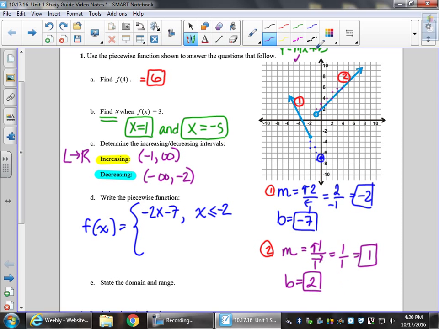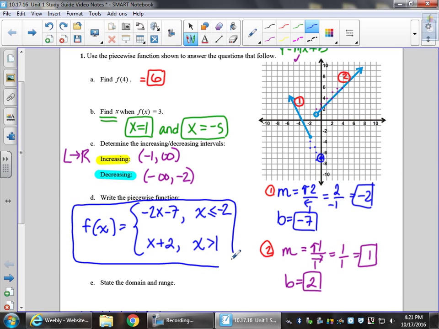We are ready to write the piece. So mx plus b will be 1x, or x, plus 2. Whether you write that 1, it's up to you. If you want to, you can. Now I need to ask myself, where is my restriction? My restriction starts at 1. X is greater than 1. I do not have an or equal to because this is an open circle. And I'm done. I had 2 pieces on the graph. I have 2 pieces in my piecewise function. I'm all set.